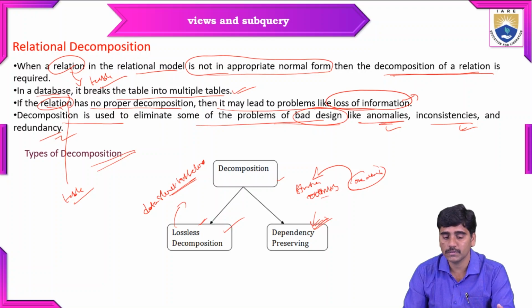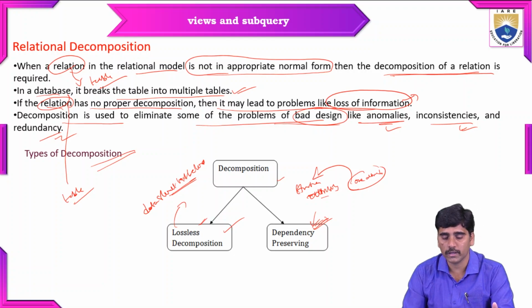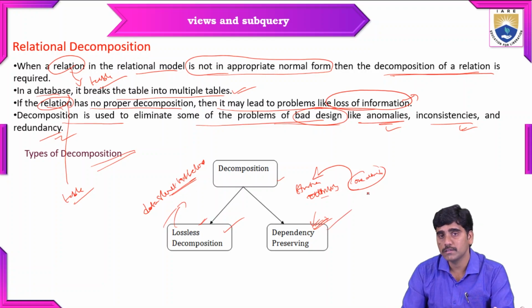So decomposition is nothing but what? Dividing the table into multiple tables. Again, we can join them to get the same information. If it is not a proper decomposition, then it may lead to problems like loss of information. And here the decomposition has two types: one is lossless decomposition and the second one is dependency preserving.